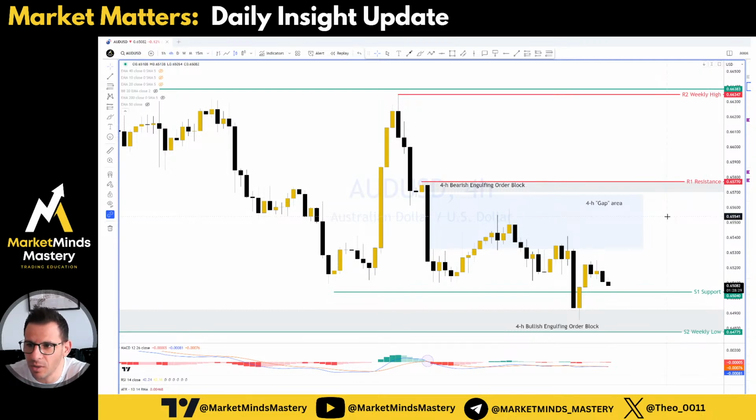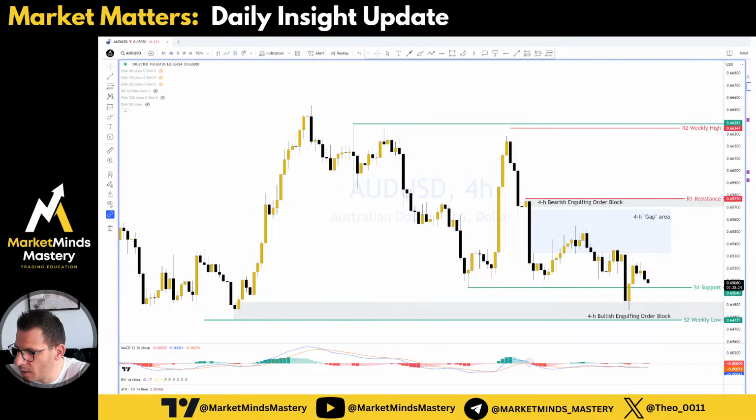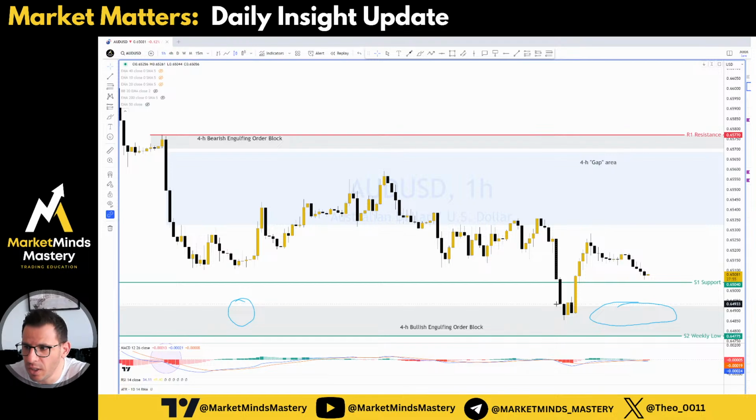Let's start with the Australian dollar and the US dollar. Yesterday, let's bring the drawing tool as well. Well, yesterday, guys, we explained that this 4-hour bullish engulfing order block can help price to find support, and we said that on the lower time frames, perhaps on the 15-minute or maybe on the hourly chart, if you could find a bullish reversal price action, why not take the trade?